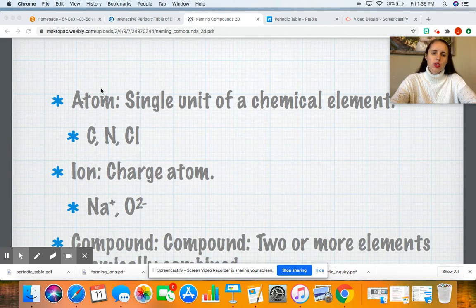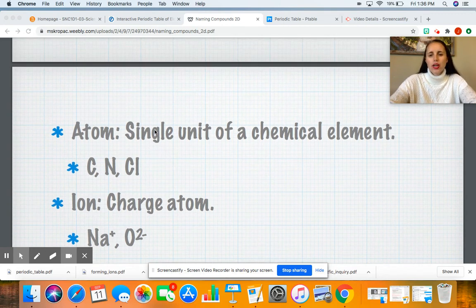So atoms we really studied in grade 9. Atoms are a single unit of a chemical element. So carbon, nitrogen, chlorine, those are all examples of atoms. When you were drawing your Bohr-Rutherford diagram, those were atoms.